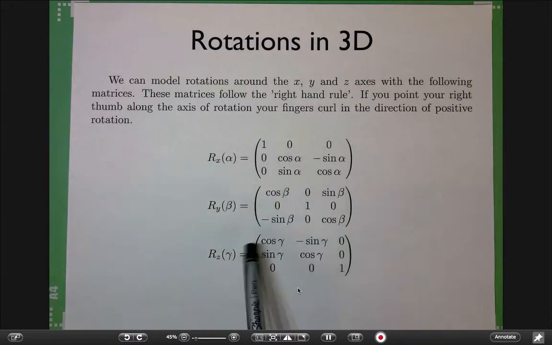There is one funny thing you might notice if you are looking carefully at these matrices. What is one funny thing you are noticing? Yeah? The negatives on the sides are reversed in the y rotation. Exactly. And do you have an idea why that is?